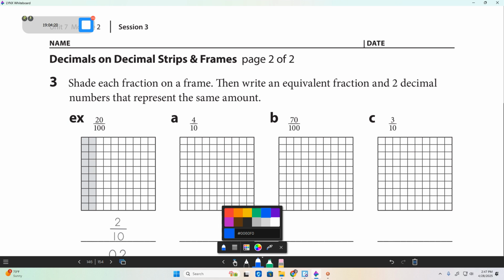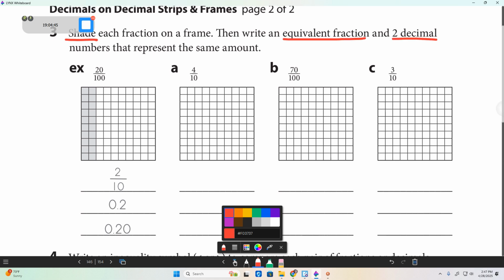142 says, shade each fraction on a frame, so that means on the picture, then write an equivalent fraction and 2 decimals. Okay, so we have to shade first, then write an equivalent fraction, then write 2 decimals. So keep looking up at the directions when there's a lot of directions, because that'll help you make sure you don't miss something.